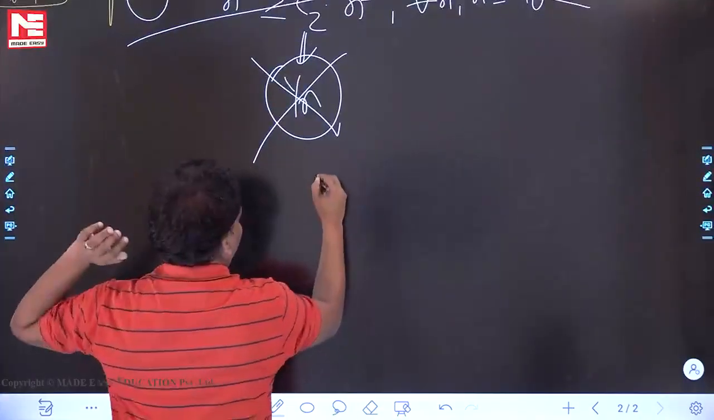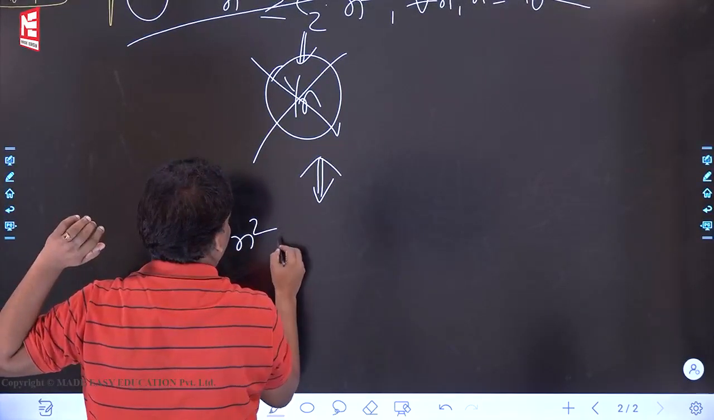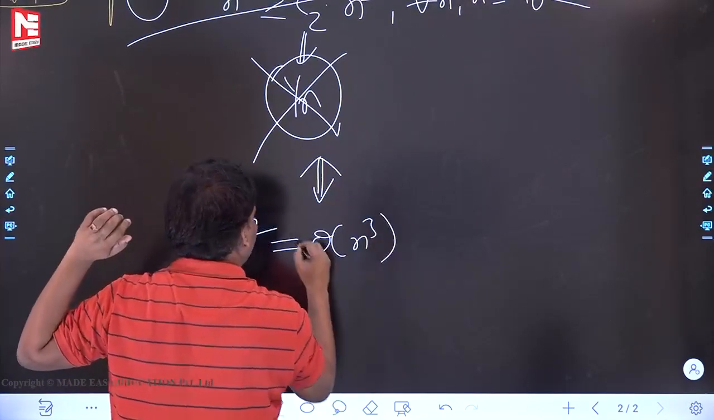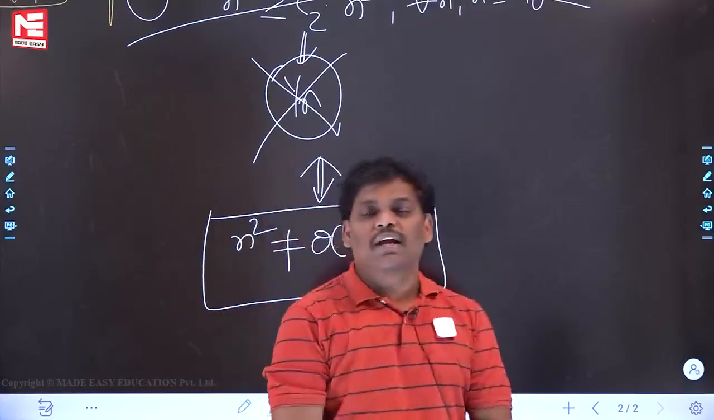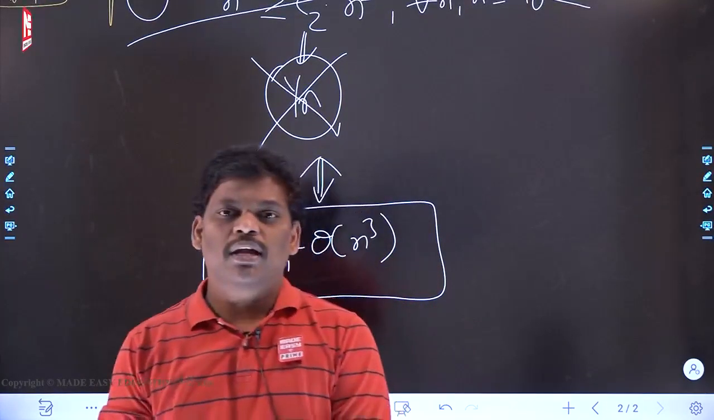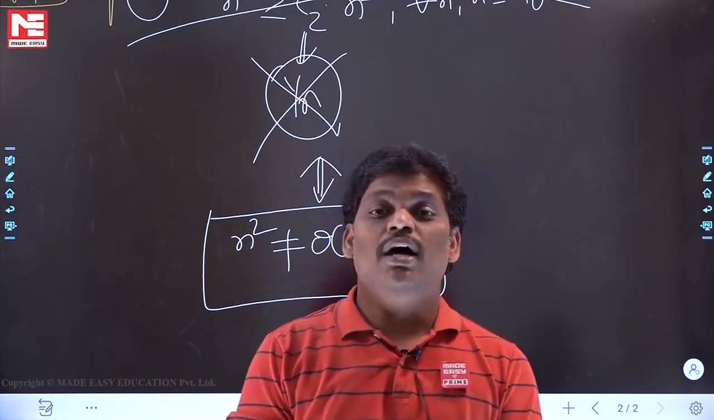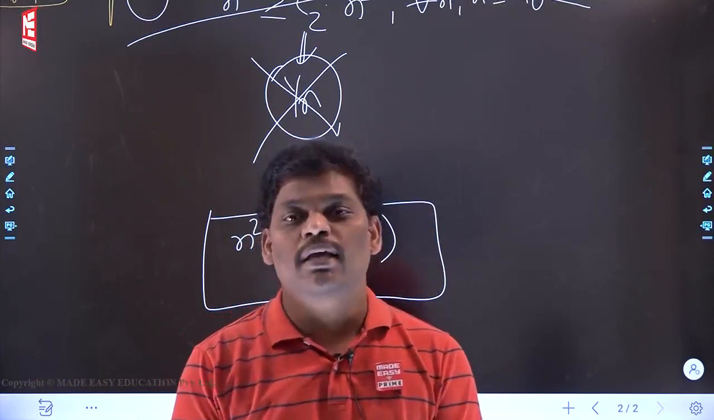See the final conclusion. What is the answer? N square is equal to theta of n cube. Not possible. This is not possible. So what is the meaning of theta? The meaning of theta is going to be: using constant prove that left bigger sometime, using constant prove that right bigger. These two constants need not be same.